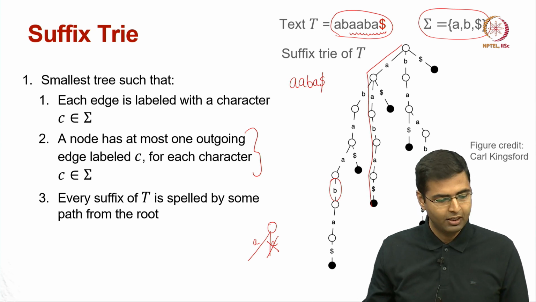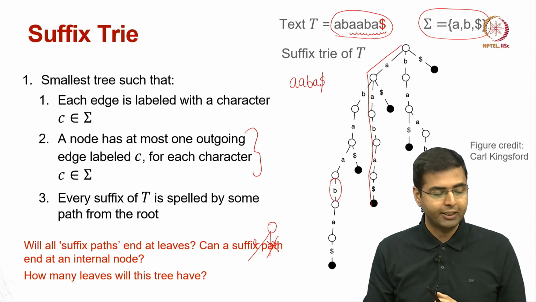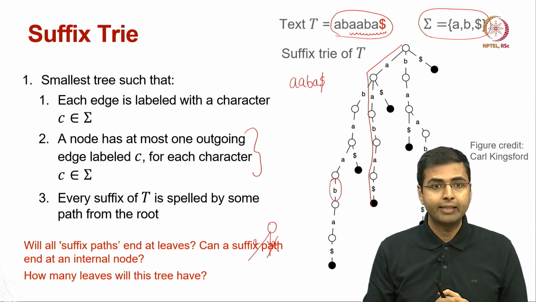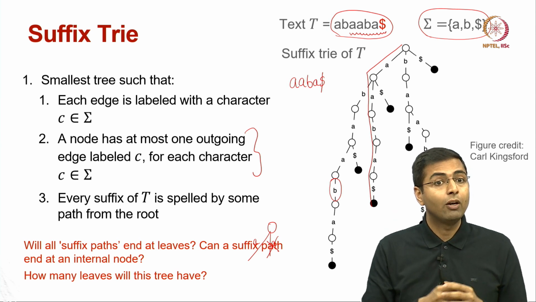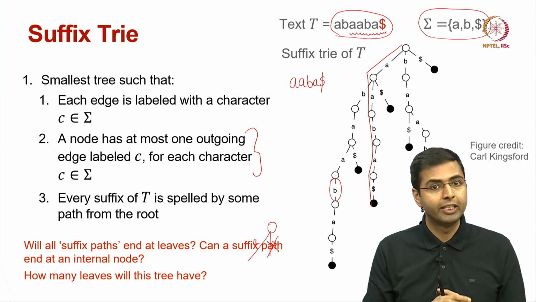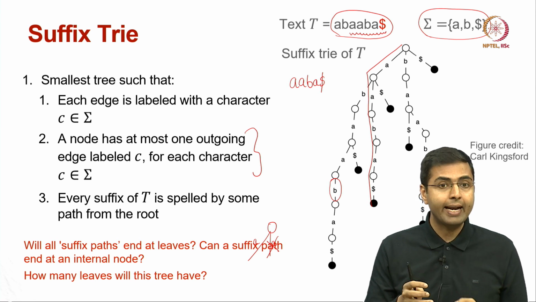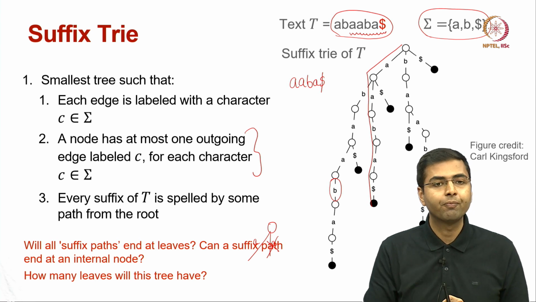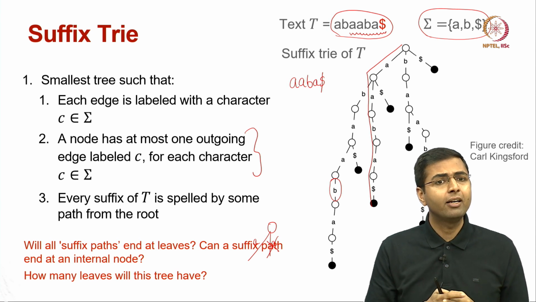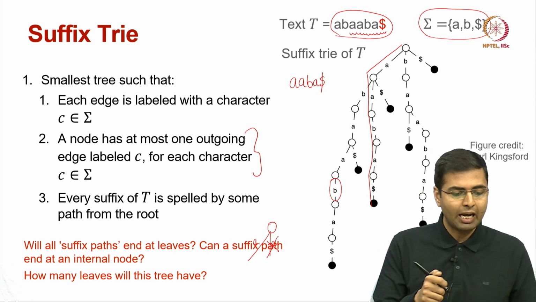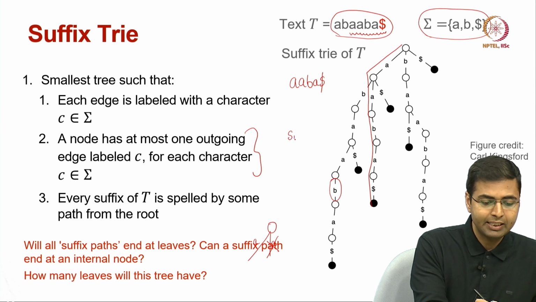Okay. So, now I have the following question: will all suffix paths that start from the root node end at a leaf node of this tree, or can a suffix path end at an internal node as well? Well, if you think about it, the suffix paths must end at the leaf nodes, they cannot end at the internal nodes. We can easily prove this by contradiction.